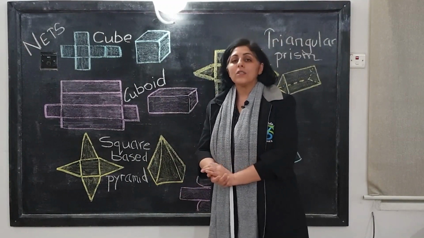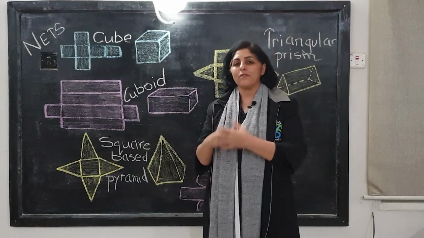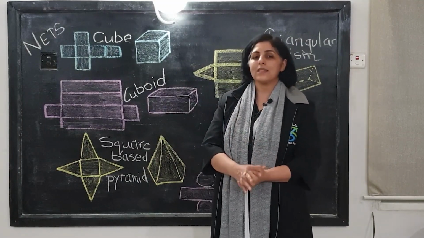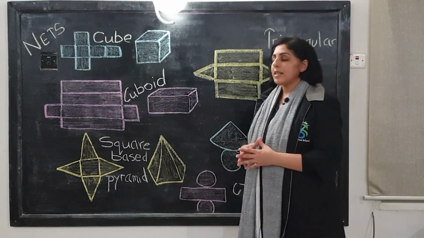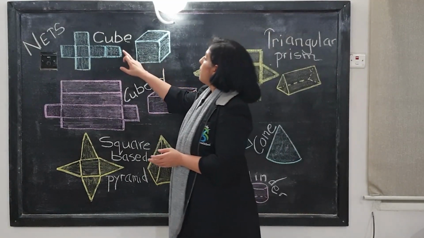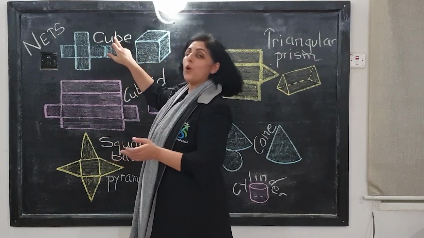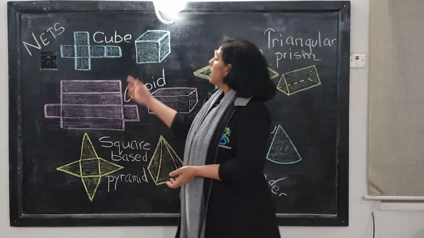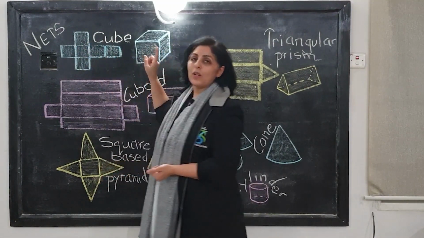In our previous class we did 3D shapes and the different kinds of names and features. That is what we learned in our last class. Today we want to talk about nets. And what is this? This is what this figure will look like if you open it up. That means if I actually fold it, I can turn it into a cube.